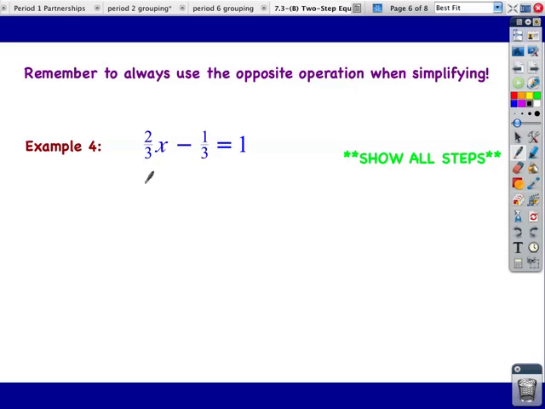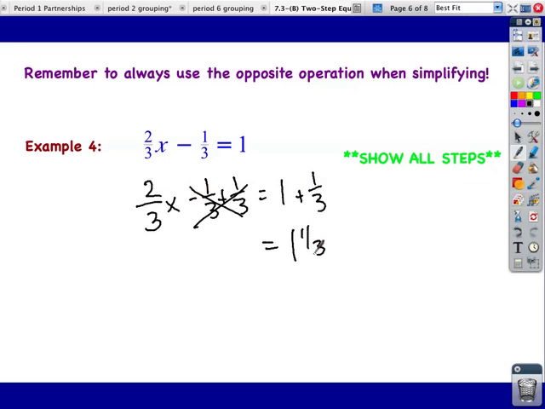So this time, I'm going to write out my work a little bit. I'm going to add the 1/3 to get rid of the 1/3. I'm going to do the opposite, but I have to do it to both sides. Okay, so these are going to cancel because a negative 1/3 plus 1/3 is 0. Over here, I'm going to have 1 and 1/3, and I'm still going to have 2/3 x. So now the question is, what do we do? We have 2/3 x equals 1 1/3.